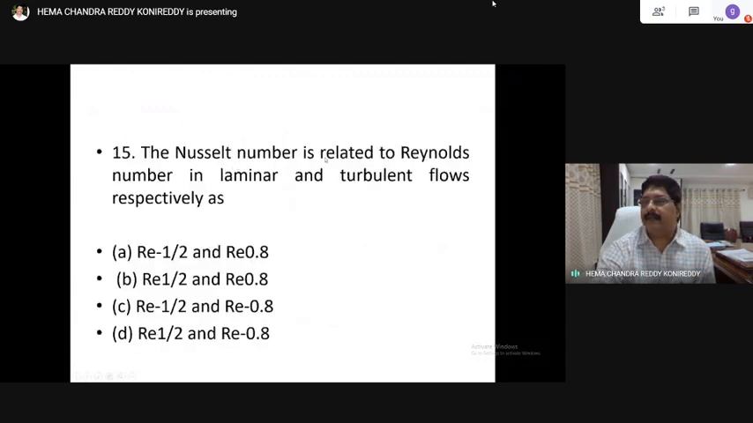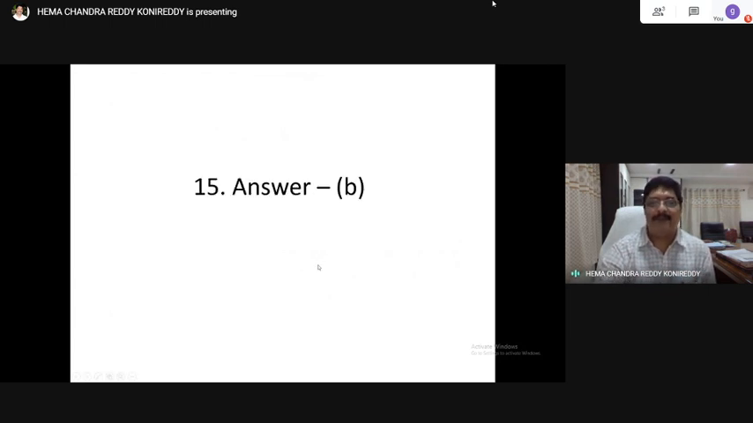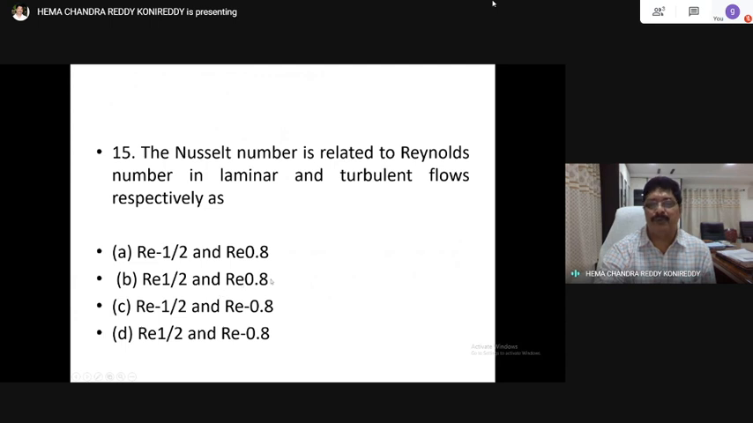The Nusselt's number is related to Reynolds number in laminar and turbulent flows respectively. He did not mention whether it is tube flow or flat plate. So maybe you need to go through the correlations. And normally it is Reynolds raised to the power 0.8, and therefore you can choose B.